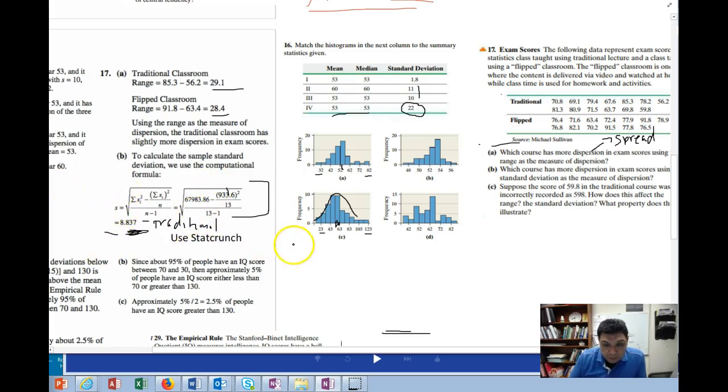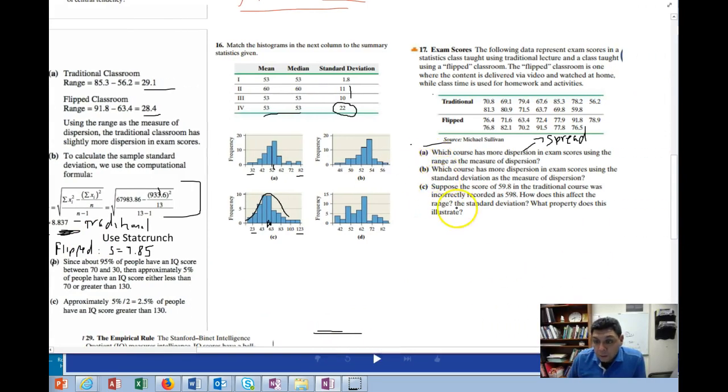And then what's not noted here for B is if we used, not the traditional, but the flip model, the standard deviation, your S, is going to be equal to 7.85 if you did the standard deviation for the flip model. And then question C, which is not here, I'll articulate the answer of question C. Suppose the score 59.8 right here turns out to be 598.